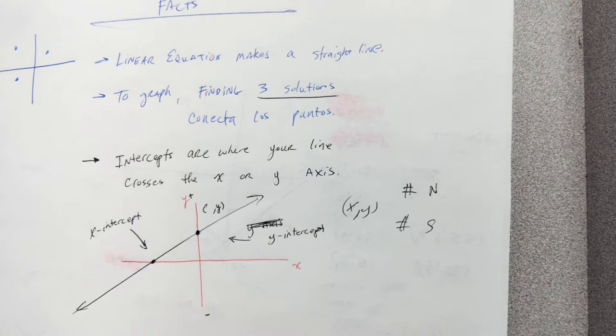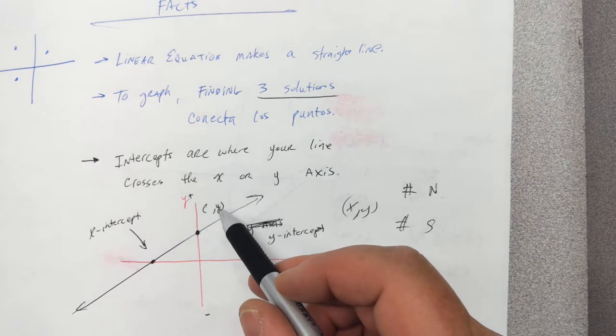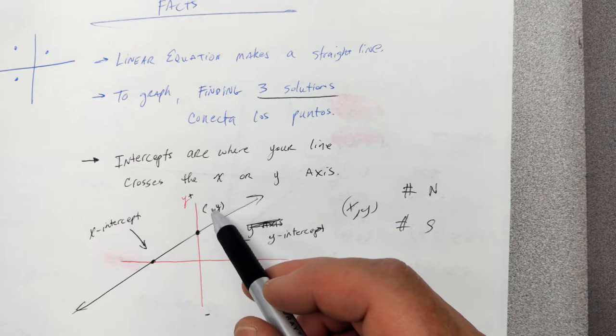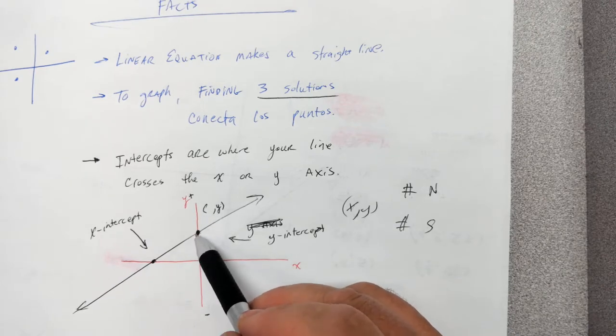We can't tell what number y is. We can only tell if it's positive or negative. But we can tell exactly what number x is right here.